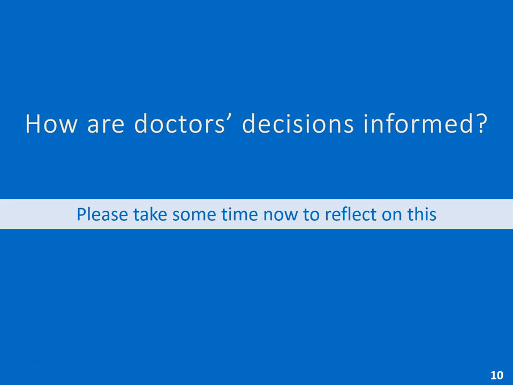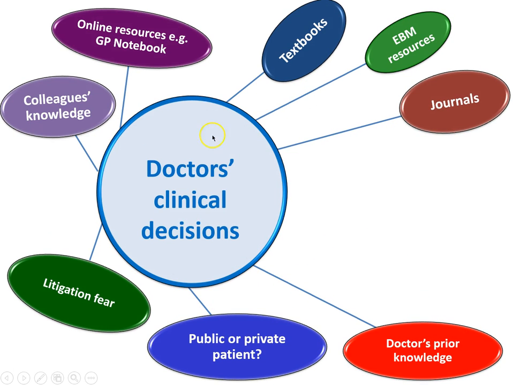Let's look at some of the possibilities. Well, they could ask a colleague. They can check in a textbook, although it may be out of date. They may look at a journal. They may decide on treatment based on whether the patient is a public patient or privately insured. They may decide based on litigation fear, particularly if they've been previously sued. They may over-refer or over-diagnose and over-treat patients for a considerable few months afterwards.